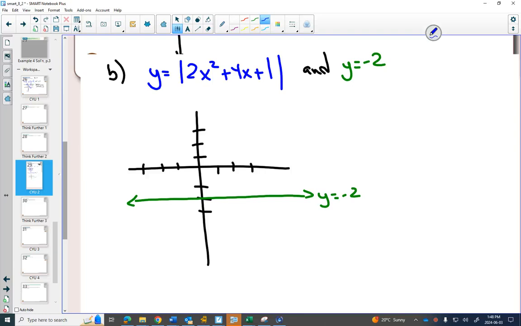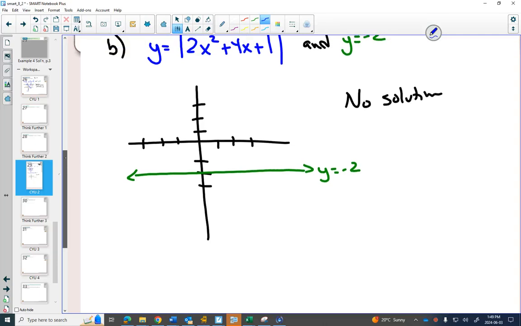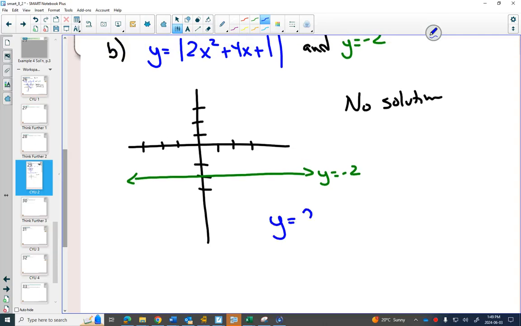Will the blue one ever hit the green one? Will they ever intersect? Absolutely not. So we know that the answer to this is no solution. But how would you graph this, 2x squared plus 4x plus 1? How would you find the vertex? Well, this is good practice for your exam: complete the square. This is not bad review because you have to know how to graph parabolas for your exam. So how would you graph y equals 2x squared plus 4x plus 1?